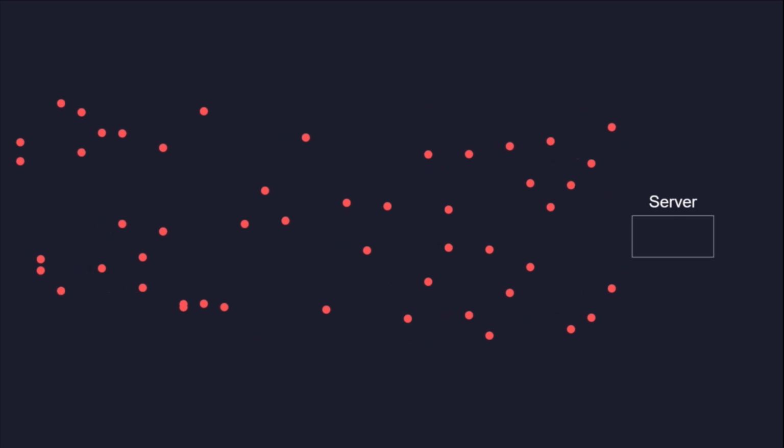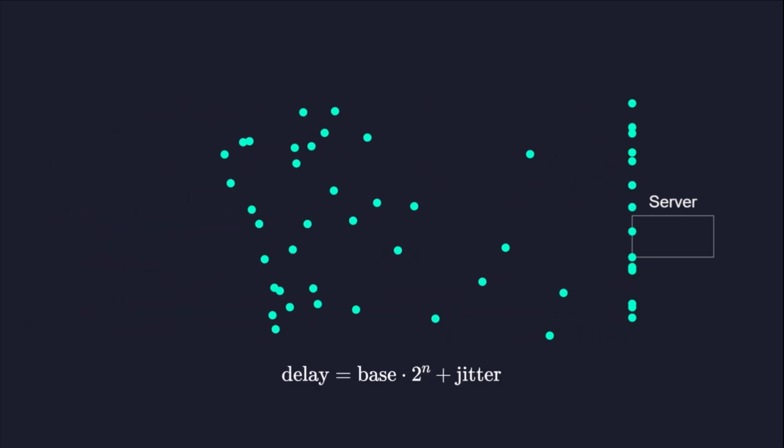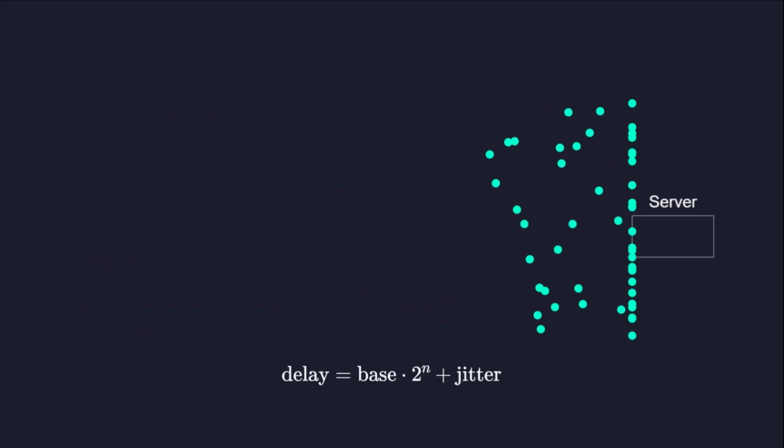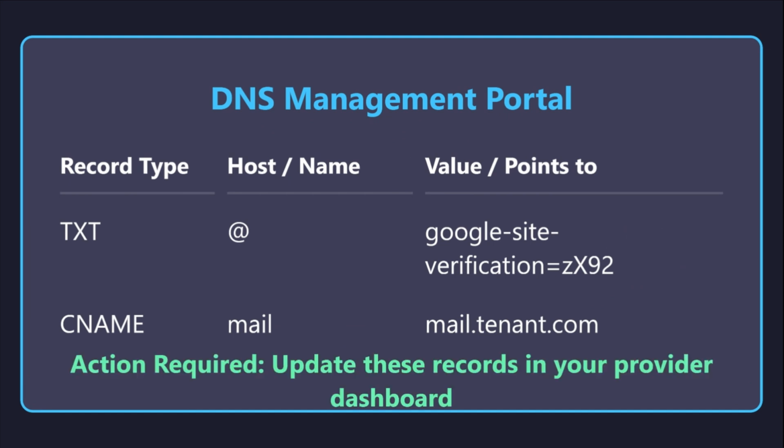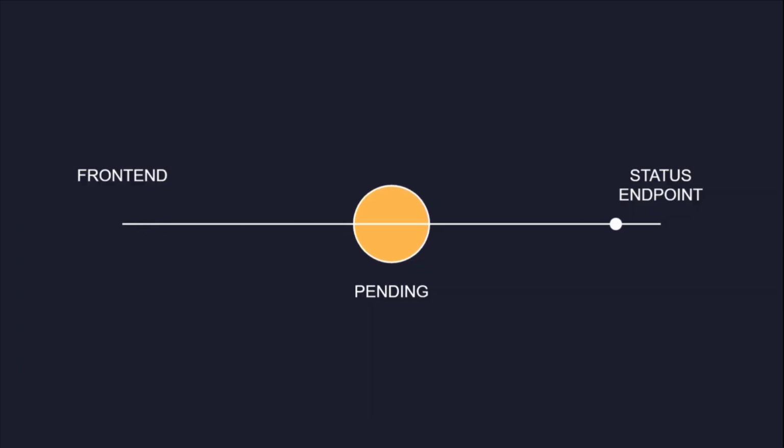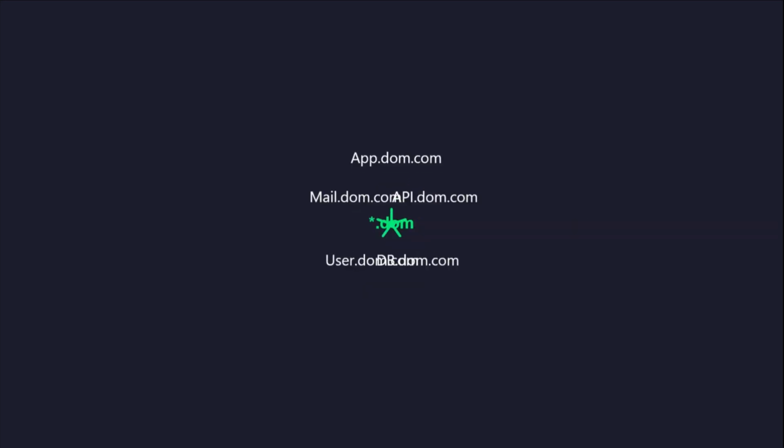Implement exponential backoff and jitter when retrying failed certificate requests to avoid being blocked by the certificate authority during peak registration times. Provide clear instructions in your user interface showing exactly which DNS records the tenant needs to add to their provider dashboard. The front end should poll a status endpoint to give users immediate feedback as the domain transitions from pending to active status.